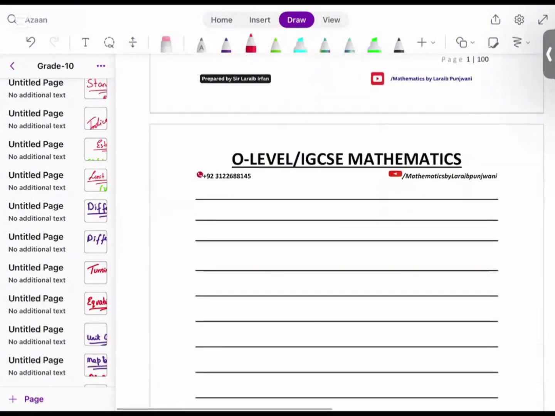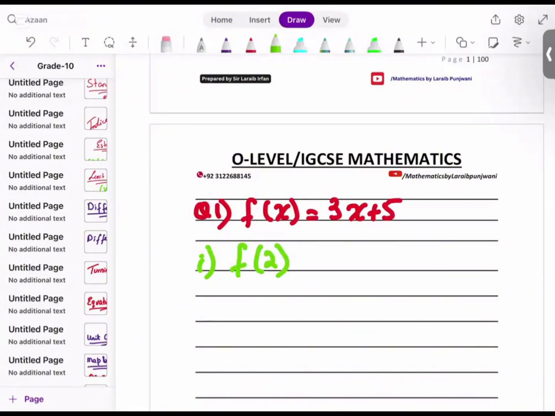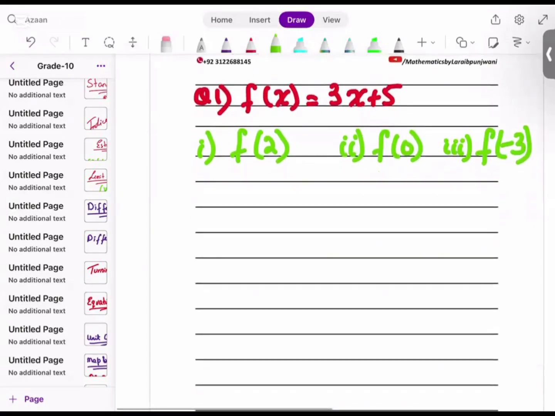Now we'll see one more question. For example, function is given f(x) equal to 3x plus 5, and you have to find out the value of part 1, f(2), part 2, f(0), and the third part is f(-3). Yes, Azan, can you tell me the values of these three parts, part 1, part 2, and part 3? Can you try this one quickly?